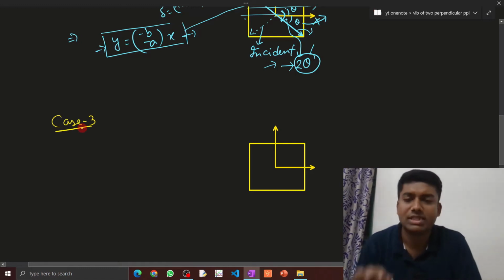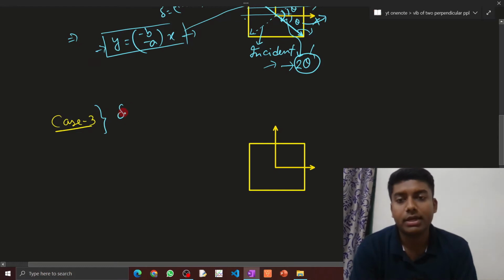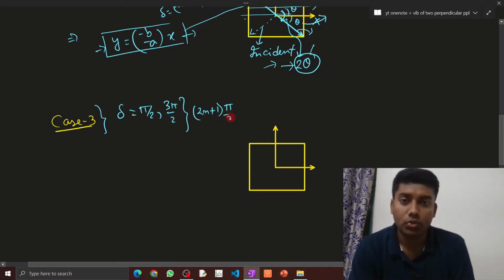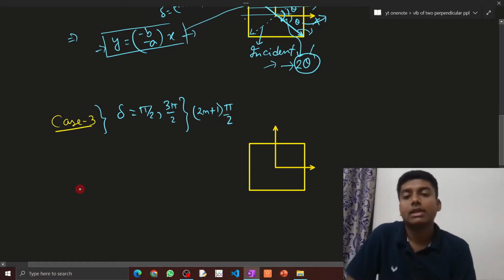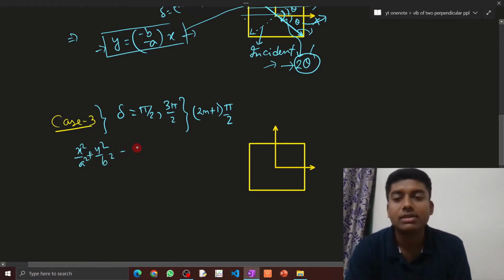Case 3. What is case 3? Suppose our delta is equal to pi by 2 or 3 pi by 2, or simply (2n+1) times pi by 2. Then what happens? If we put pi by 2, what was our equation? The main equation was x square by a square plus y square by b square, minus 2xy divided by ab cos of delta, equals sine square of delta.